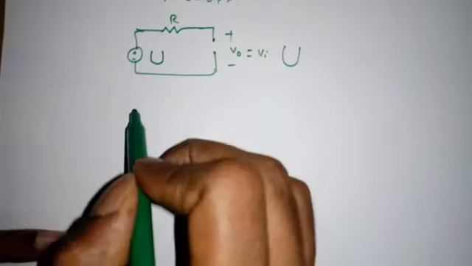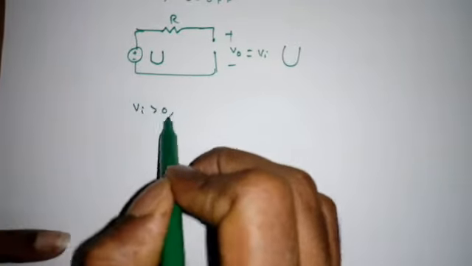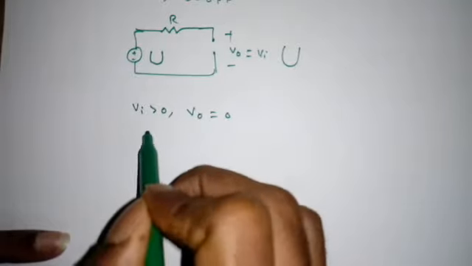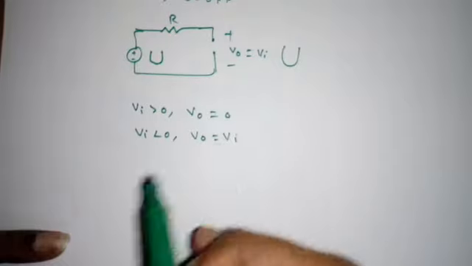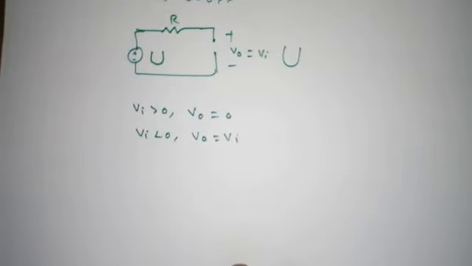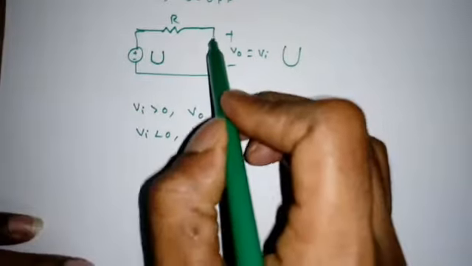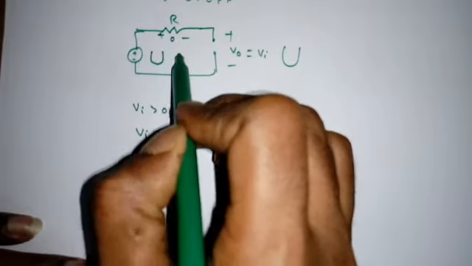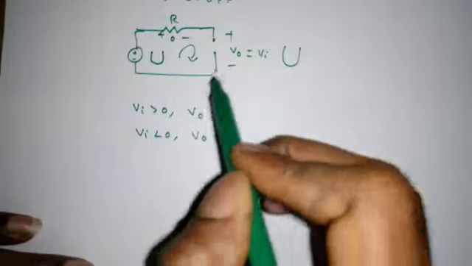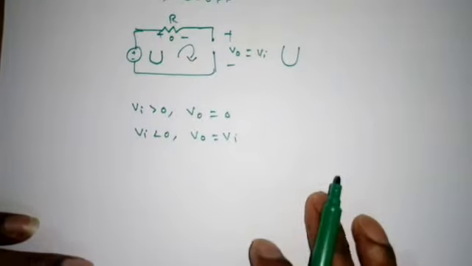Now I will draw the output waveform. When Vi is greater than 0, what is V0? Simply 0. When Vi is less than 0, what is V0? It is following Vi, right? Because when it is an open circuit, no current flows. That means the drop across the resistance will be 0. And if I apply KVL, we will get V0 is equal to Vi, right?